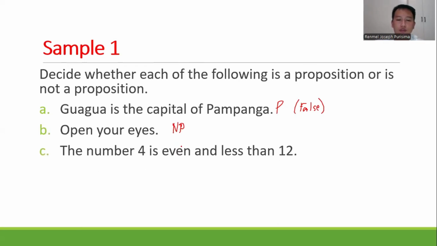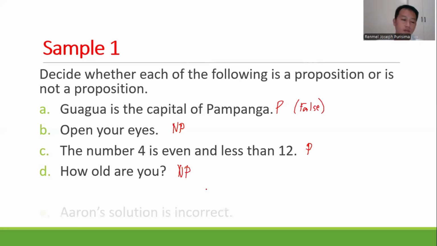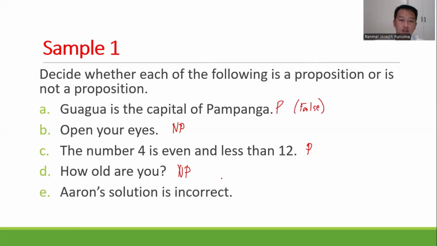Letter C, the number 4 is even and less than 12. So it is a proposition, and later on we will be finding out what type of proposition this is. Now, letter D, how old are you? Again, this is not a proposition because it is an interrogative statement. And letter E, Aaron's solution is incorrect. This is not a proposition because it is a self-contradictory statement or a paradox.